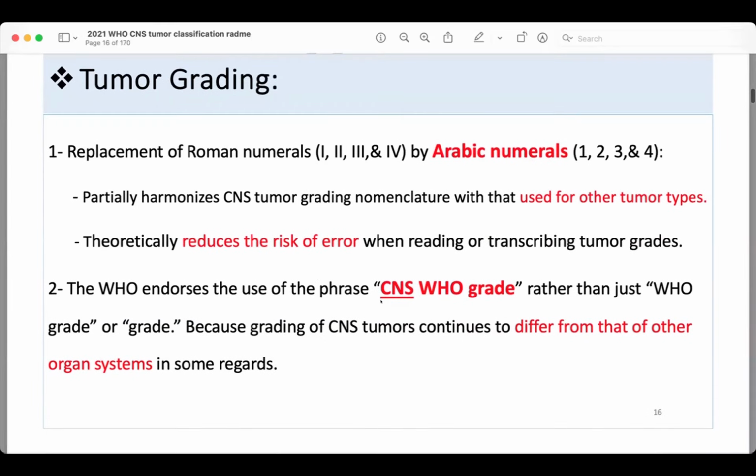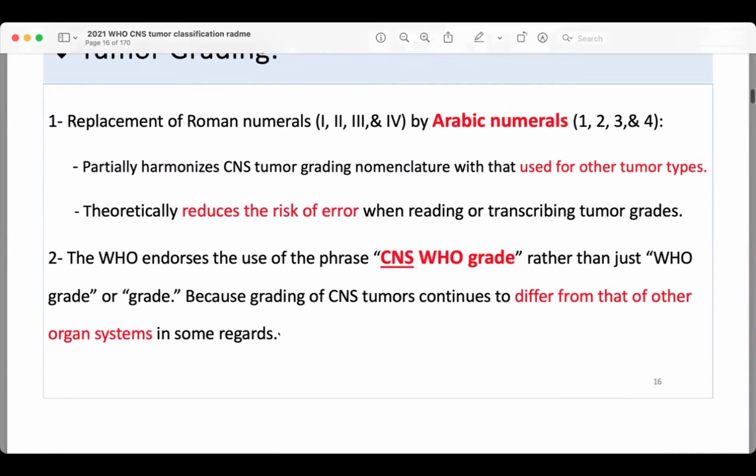And they also added a specific name. This is the CNS WHO grading system, which is exclusively for the CNS tumors, because as I told you, the WHO, this organization, gives grading systems for all the organ systems.